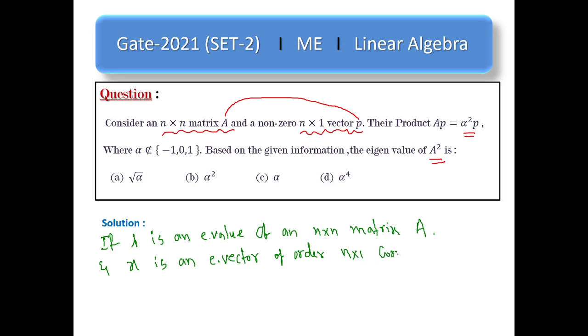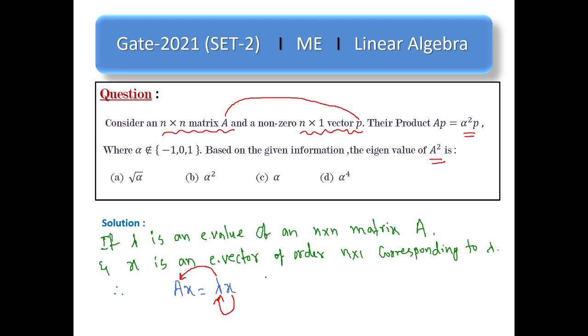Corresponding to lambda, therefore we can write Ax is equal to lambda x. So we can establish this relation between eigenvalue, matrix and eigenvector. Here lambda is an eigenvalue of the matrix A and x is the eigenvector corresponding to the eigenvalue lambda.